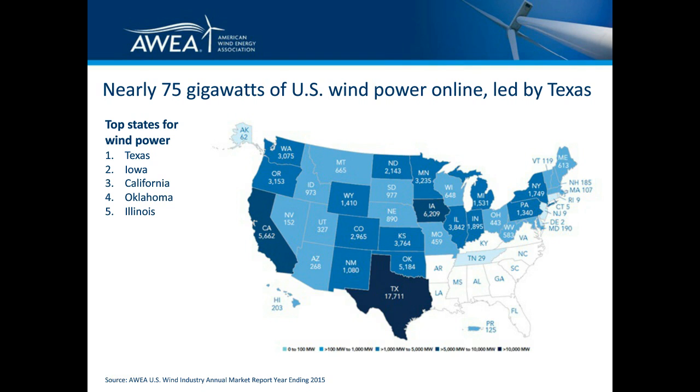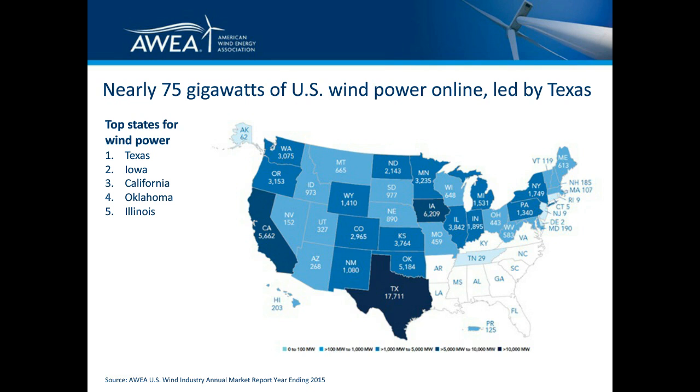So with the 8.6 gigawatts that were installed in 2015, the market is now roughly 74 gigawatts of cumulative installed capacity across the U.S., quickly approaching that 75 gigawatt benchmark. In 2015, of course, we passed the 70 gigawatt benchmark.